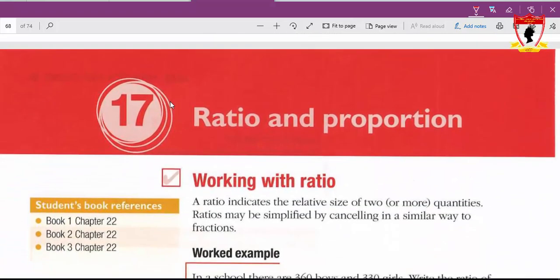Ratio and proportion is the topic for another tutorial.